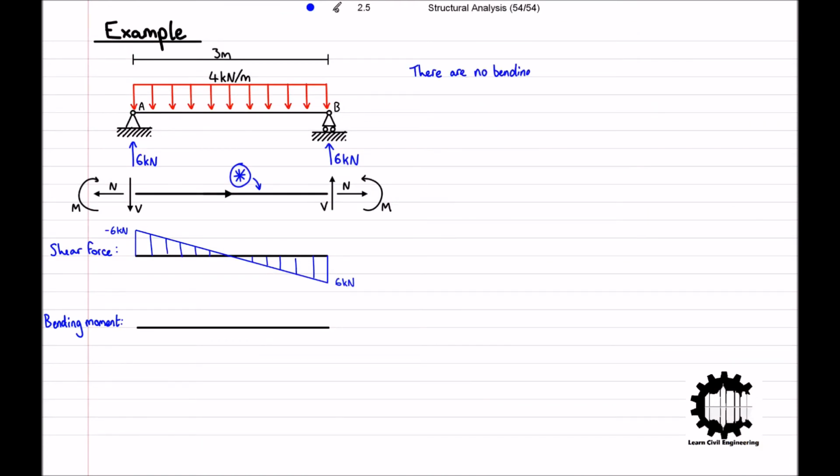Now, moving on to the bending moment diagram, starting at the left end of the bar, there are no moments applied to point A or to the left of point A. Likewise, there are no forces applied to the left of point A that could cause a bending moment at A. Therefore, the bending moment at point A is 0.